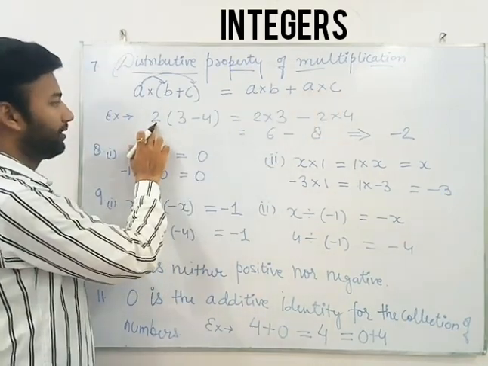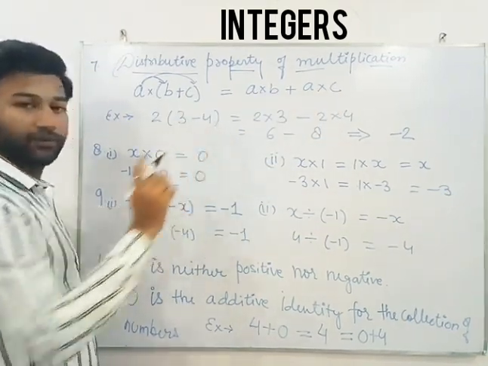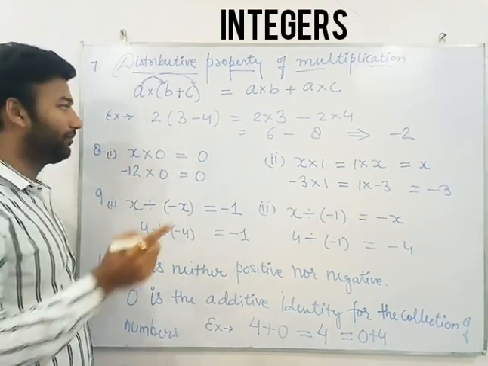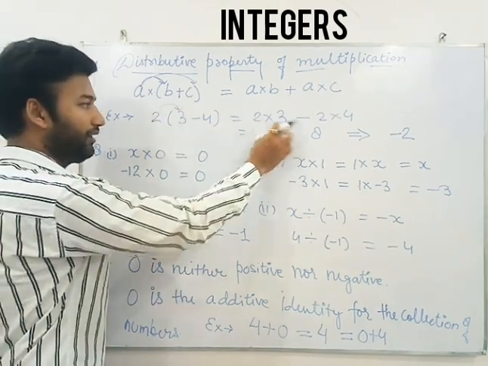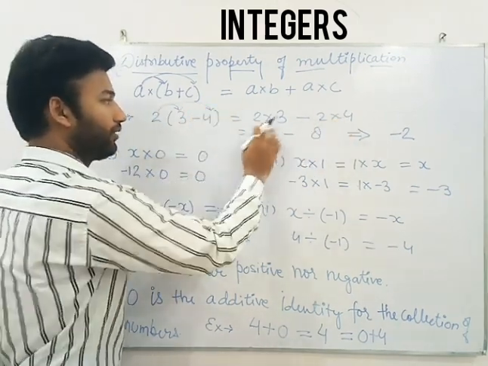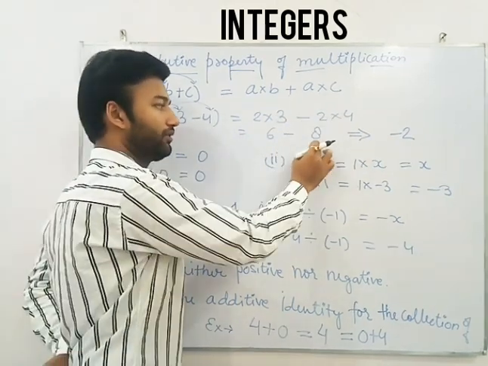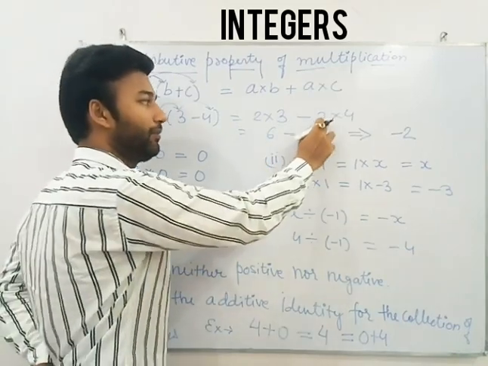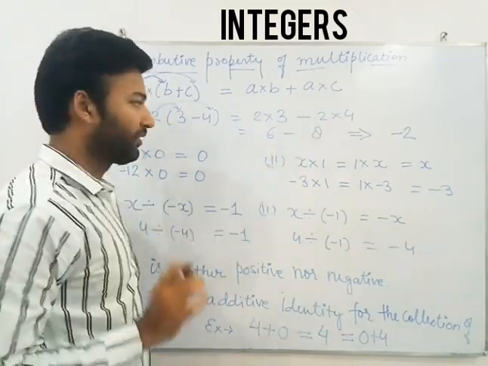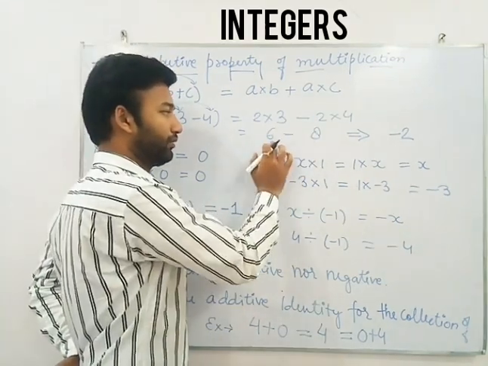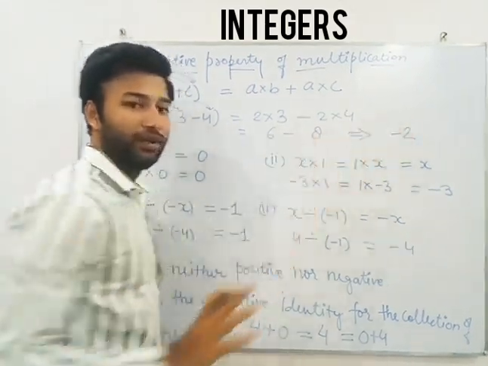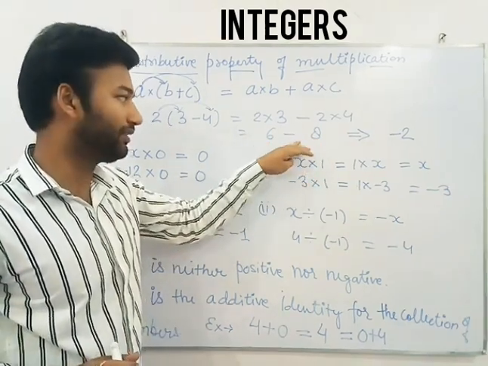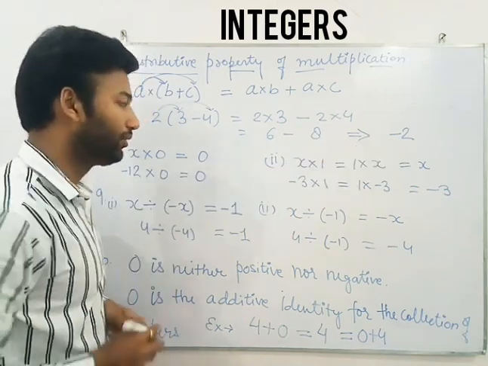This is the example: 2 bracket 3 minus 4. And one more thing, if no sign is here before the bracket, then multiplication will be there. So 2 multiply 3, then 2 multiply 4. 2 3s are 6 minus 2 4s are 8. Now check, this is a positive number because no sign is here, and this is negative because 2 4s are 8 and the negative sign is this. Now plus and minus gives minus, so 8 minus 6 is 2. Now we will check which sign is greater. This is positive 6, this is minus 8. Which one is greater? This negative. That's why minus 2.